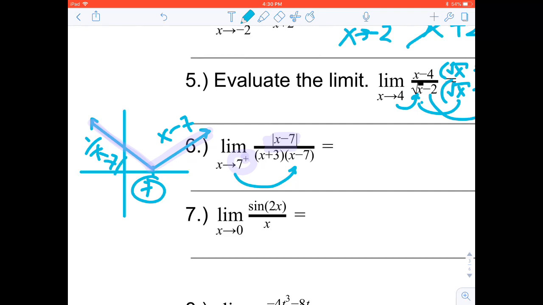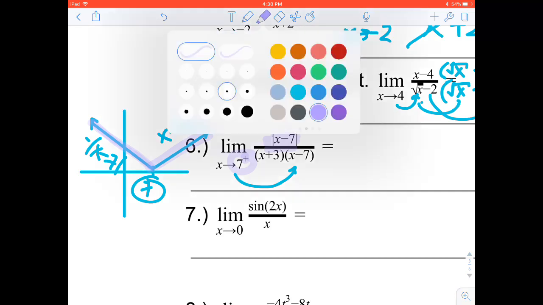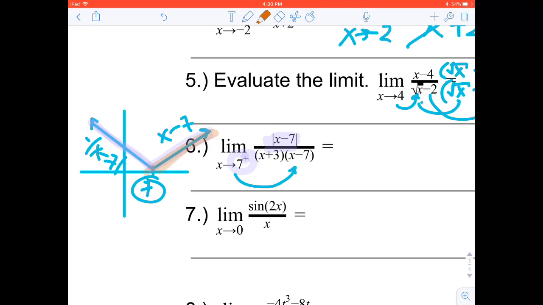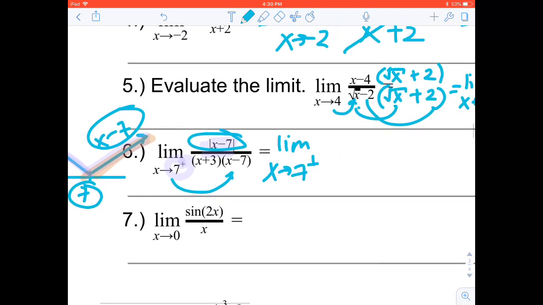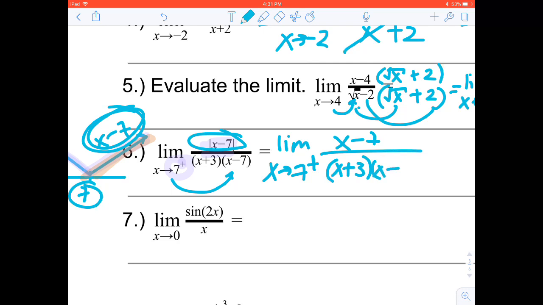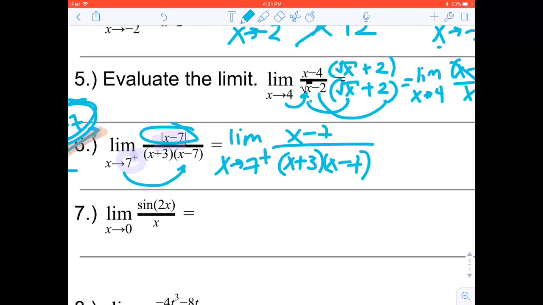If we're finding the limit as x goes to 7 from the right side of 7, well, the right side of 7 is all of this side. And what is the equation for that side? It's x minus 7. So I'm going to rewrite that function. The limit as x goes to 7 from the right, I'm going to rewrite it as this function: x minus 7 over x plus 3 times x minus 7.